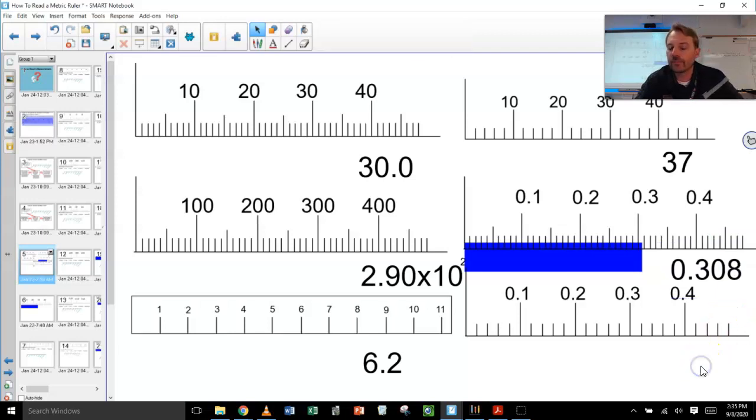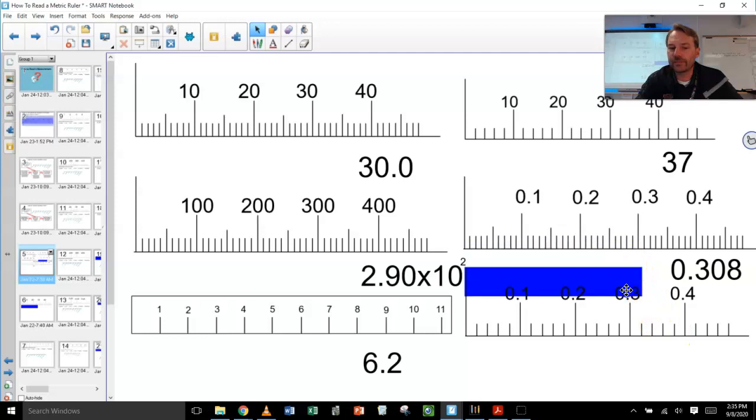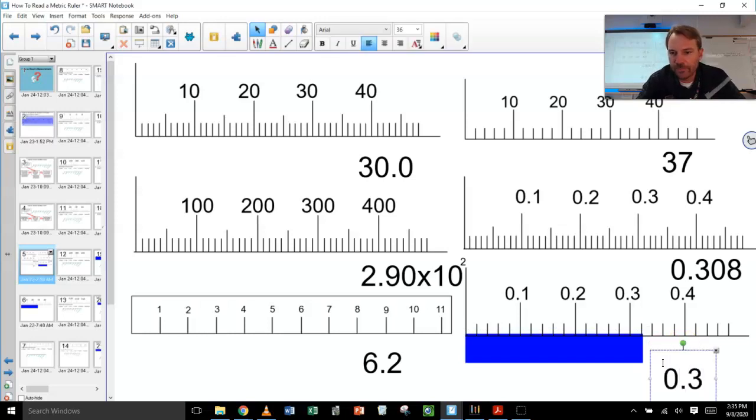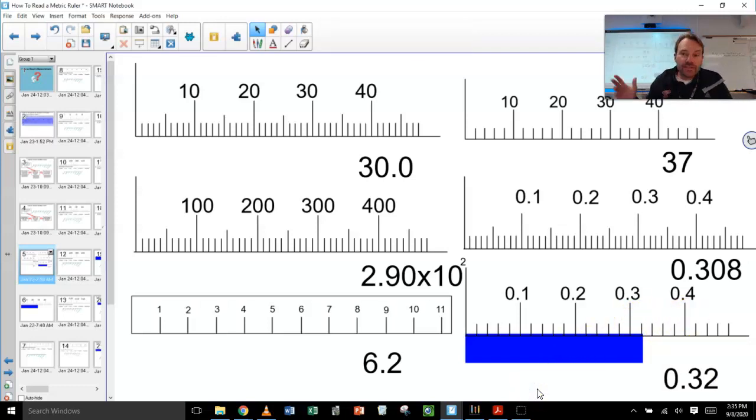So 0.308. And then my final one. Oh, let's see. 0.3. Now, there's not 10 tick marks, so I can only go 1 more decimal. 0.32. Is that right? 2, 4, 6, 8, 10. Yep, 0.32.